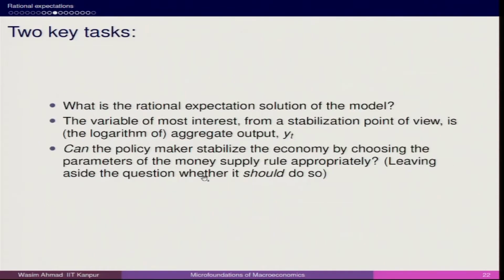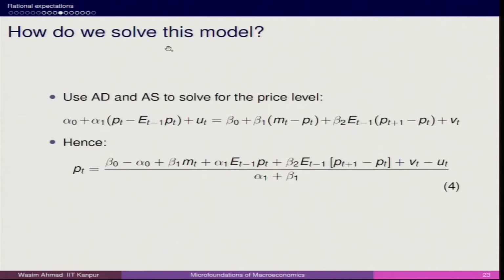So, if we go for the reduced form solution, here it looks like this when we go for the aggregate demand aggregate supply equilibrium. Here we have alpha 0 plus alpha 1 (P_t minus E_{t-1} P_t) plus u_t, and this is coming from the aggregate supply, and this is coming from the aggregate demand. So this is what we have, beta 0 plus beta 1.